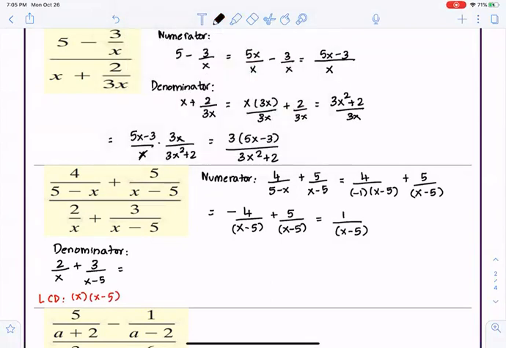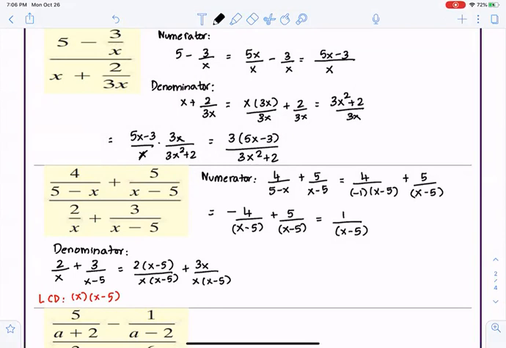So I need to have an x minus 5 in the first denominator. So I multiply and divide by x minus 5 to get the LCD. The second denominator has x minus 5 by itself. I need x, so I multiply and divide by x to get the LCD.